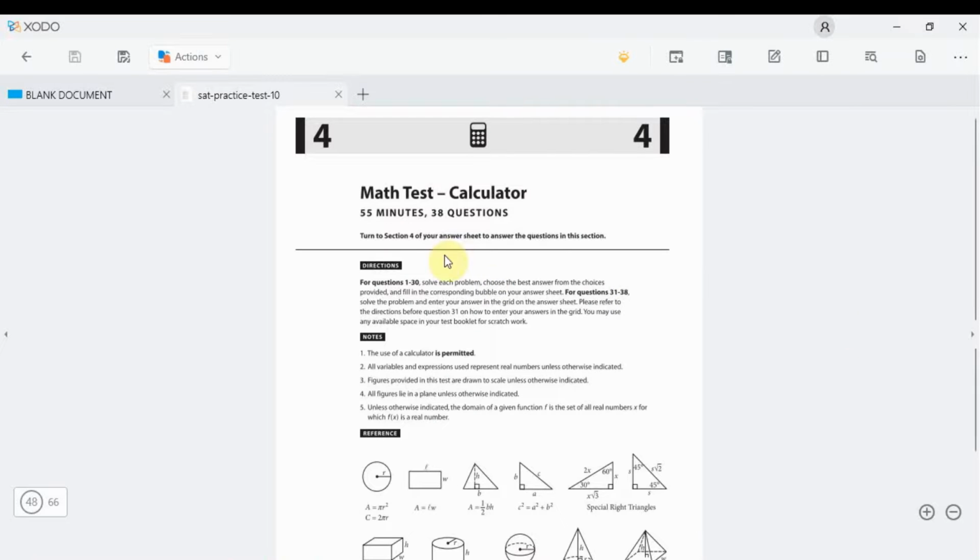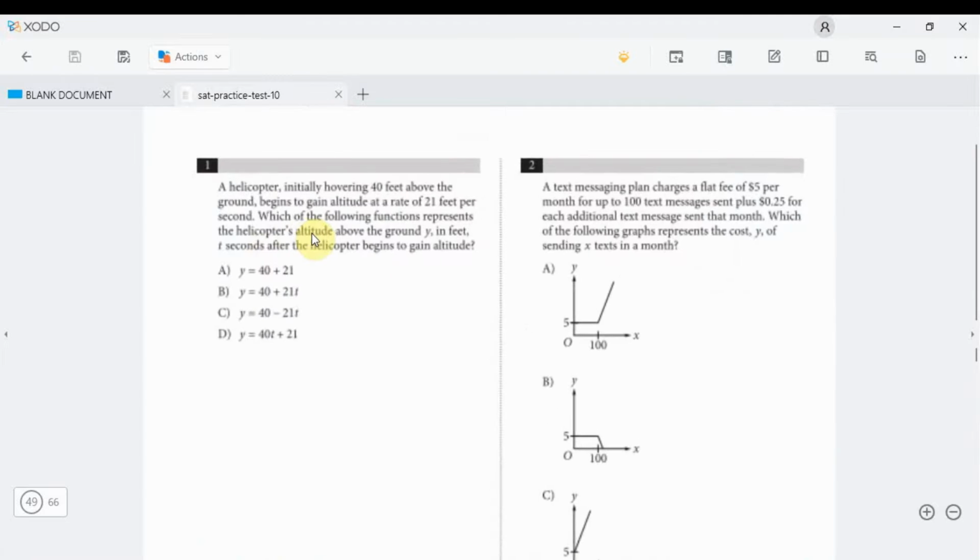As you can see, 55 minutes, 38 questions. So you want to practice to be able to do the paper within the time limit, 55 minutes. Do not practice to spend more than 55 minutes on the 38 questions. All right, so let's get started.